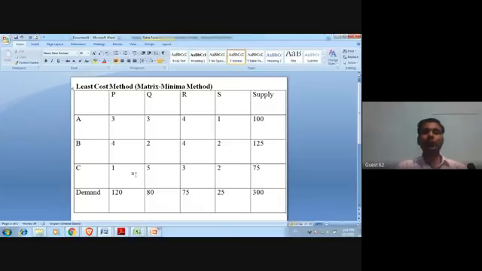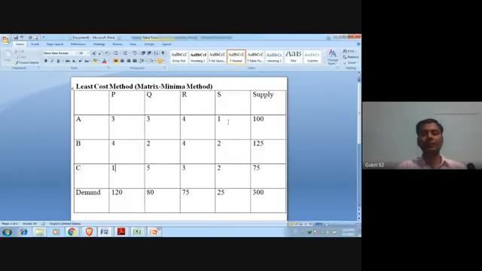Actually, we can allocate arbitrarily either AS or CP, but sometimes we have to reduce our cost. So which is minimum between these two? Which is minimum between these two? So we will allocate that cell first.